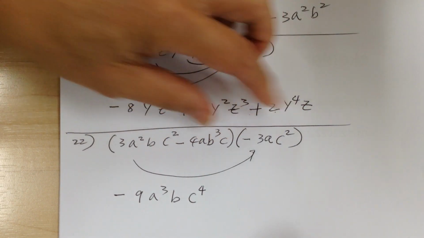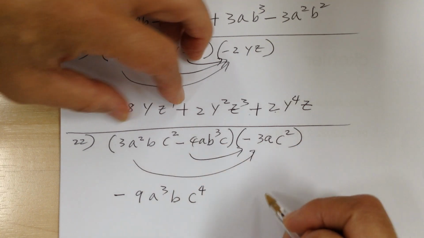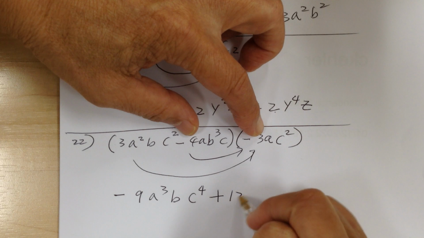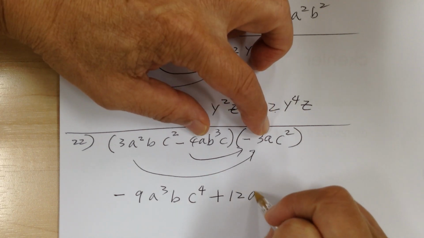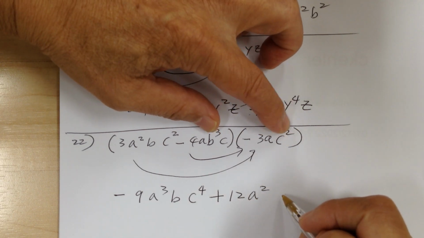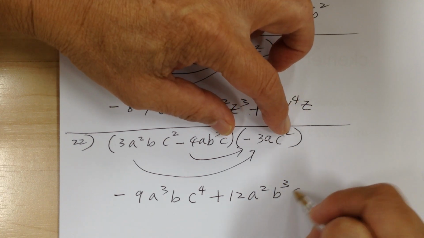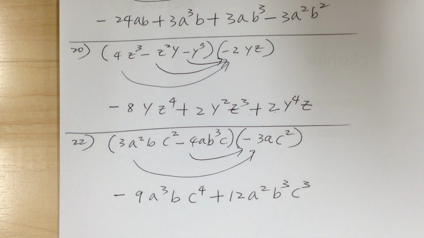Okay, so once you're done with the first term, you go to the next term. So negative times negative is positive. 4 times 3 is 12. Alphabet, a times a is a squared. b, there's no b over here, so it'd be just b cubed. And for the c, c times c squared gives you c to the 3. Right? So you do sign, number, alphabet. Okay.